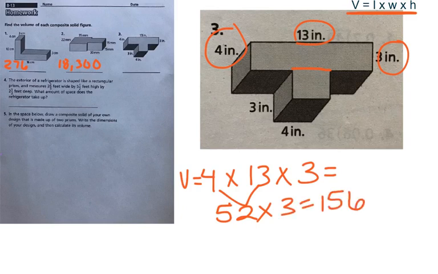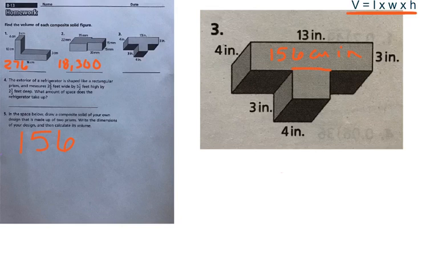156, and we save that number as our first, and you can write it right in it if you'd like, 156, and it would be cubic inches on this one, or you can write it over here, 156, so you have it. And then we're going to go on and do our next prism.